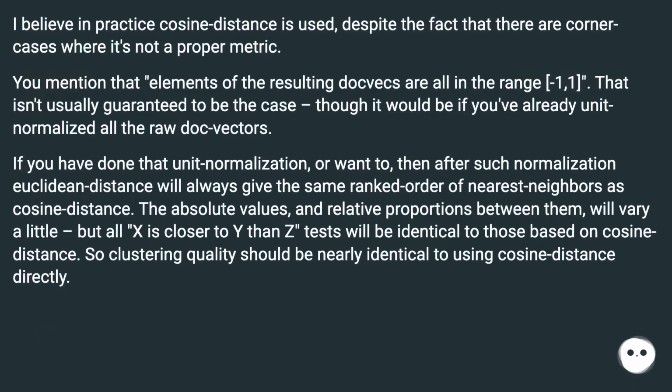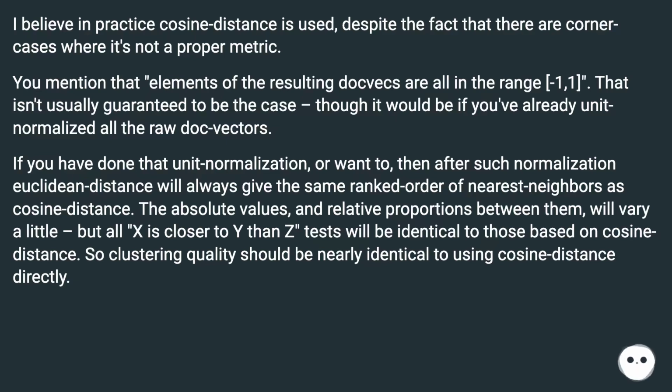I believe in practice cosine distance is used, despite the fact that there are corner cases where it's not a proper metric. You mentioned that elements of the resulting docvecs are all in the range -1, 1. That isn't usually guaranteed to be the case, though it would be if you've already unit normalized all the raw doc vectors. If you have done that unit normalization, or want to, then after such normalization Euclidean distance will always give the same ranked order of nearest neighbors as cosine distance.